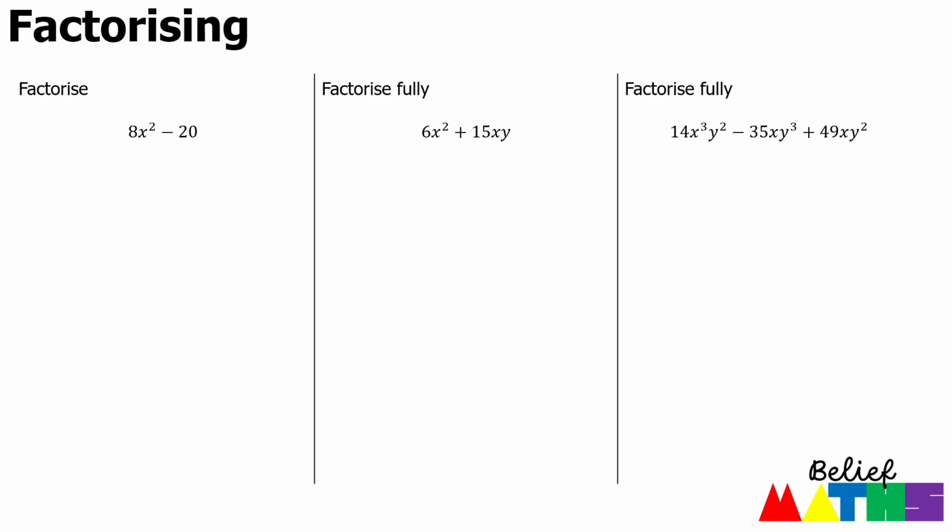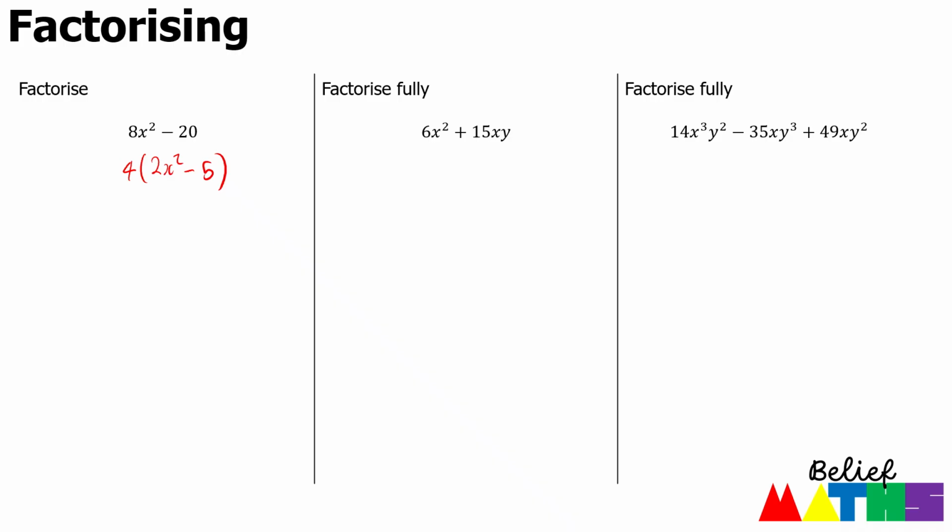In these questions we're looking at factorising. So expanding is taking out of brackets, factorising is putting into brackets. So we can take 4 out of each of these, which gives us 2x squared minus 5. And then that can't be factorised any further. That does look a little bit like the difference of two squares, but because 2 and 5 aren't square numbers, we just leave it like that.